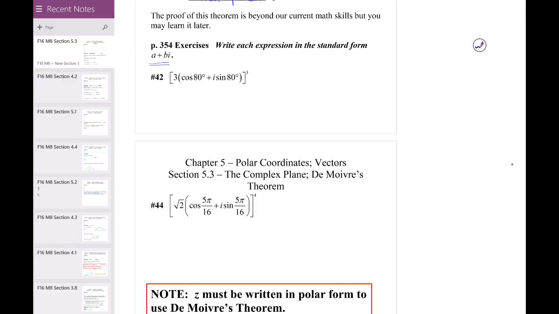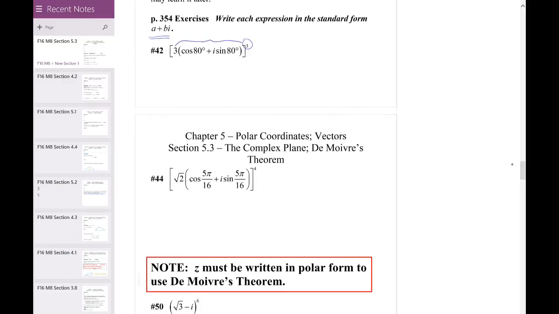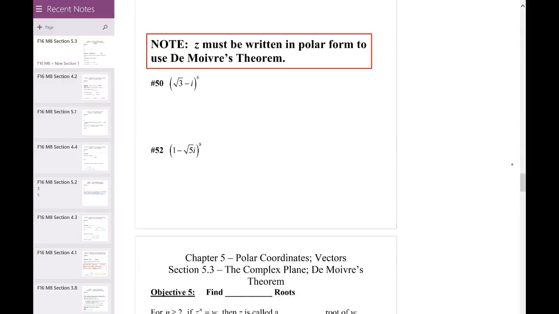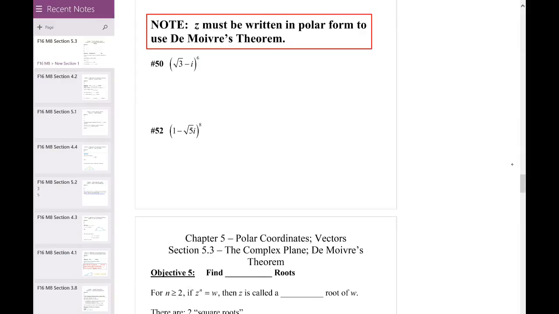So first, we're going to write each expression in standard form, but here we have a complex number written in polar form. It's to the power of 3. And so we'll work on these examples together in class. And notice that it has to be written in polar form to use de Moivre's theorem. So here's a couple of exercises where the first step is going to be write the number in polar form and then use de Moivre's theorem. And hopefully you can see the usefulness of this, because if you want to do root 3 minus I to the 6th the long hard way, oh my gosh, this is going to take way too long.